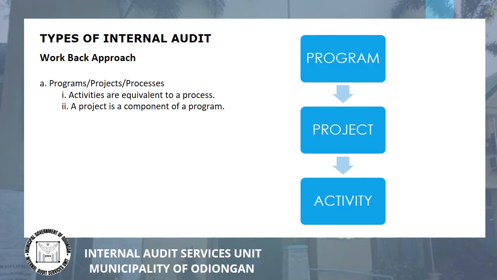So what are programs, projects, and processes? So, one, activities are equivalent to a process. An activity is defined as a recurring work process that contributes to the implementation of a program or sub-program.